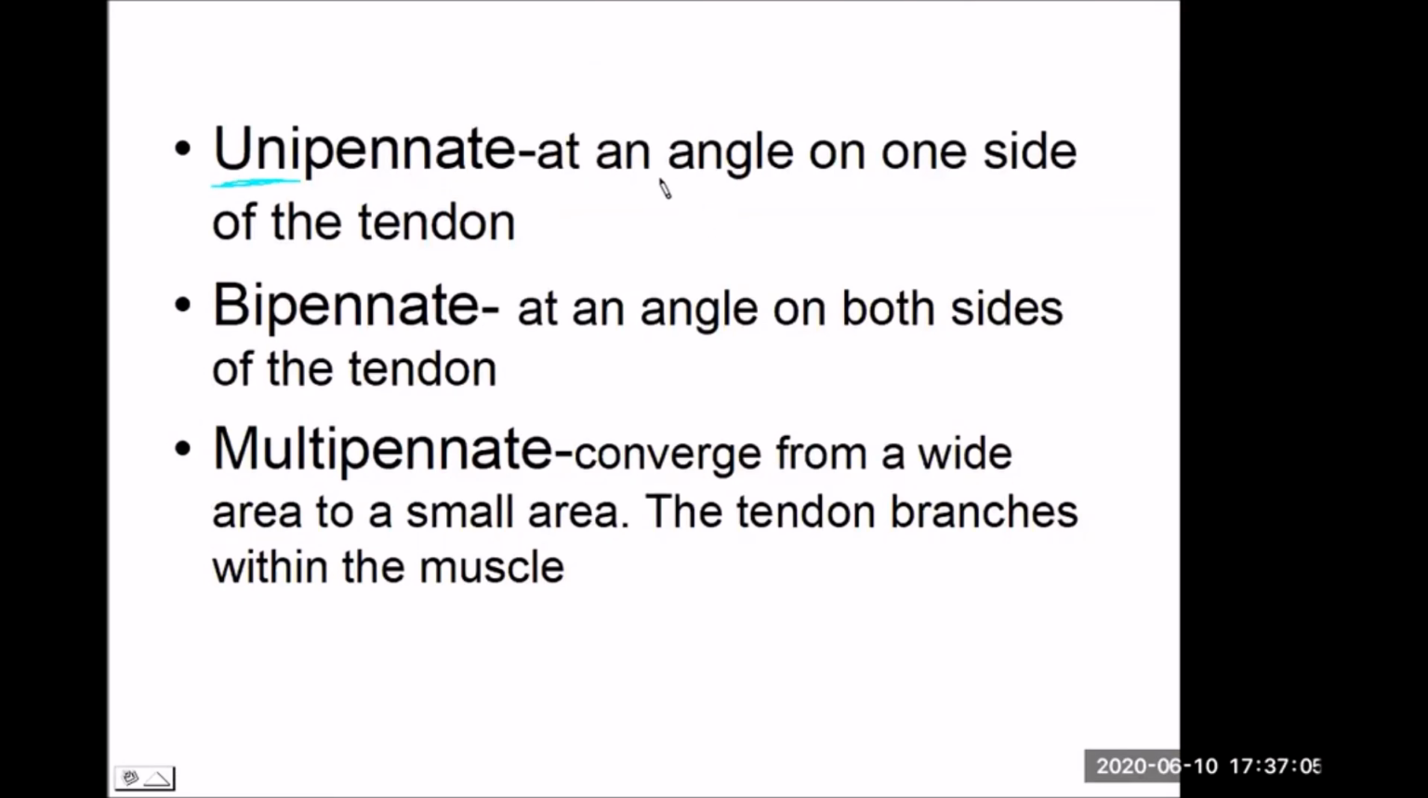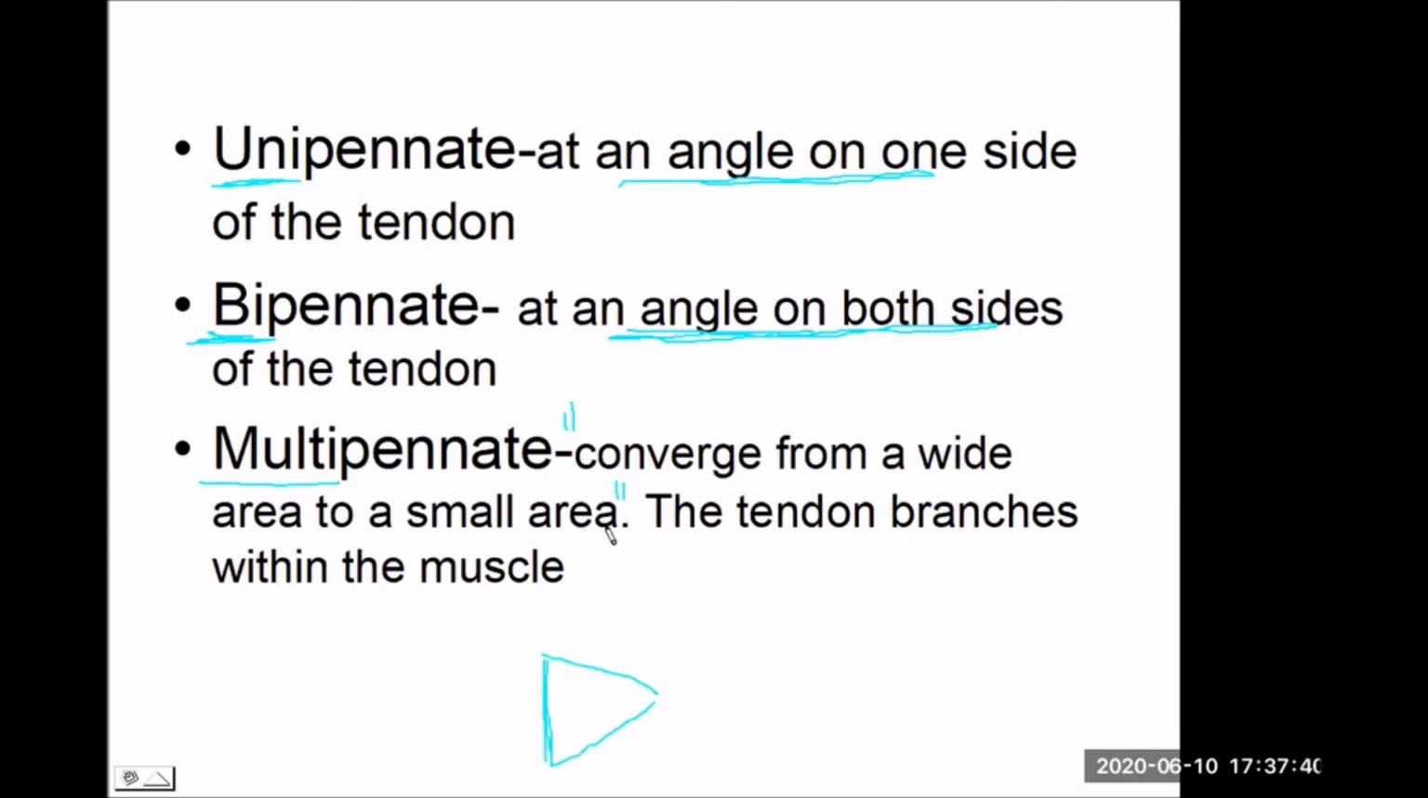the tendon, running at an angle to one side, bipennate, branching at two separate angles on each side of the tendon, and multipennate now. If you look at this first line of description, multipennate muscle appears at the surface just like convergent. There's a broader base and it tapers down to a smaller area.